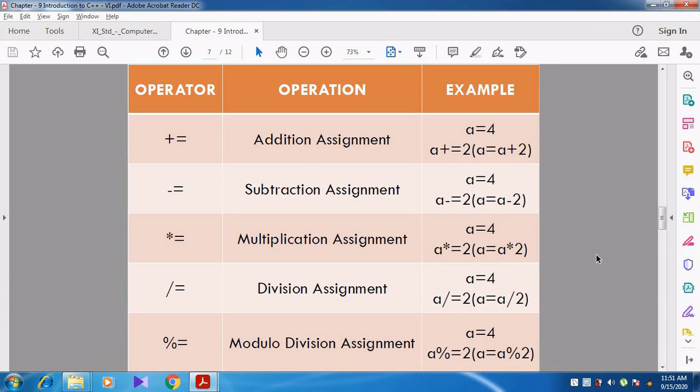First of all, we take the addition assignment operator. How will it be? What is meant by the addition assignment operator? Plus equal to.